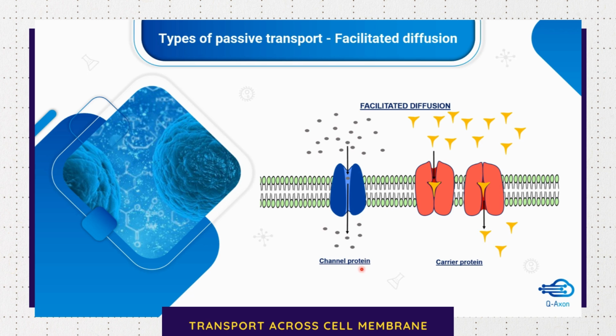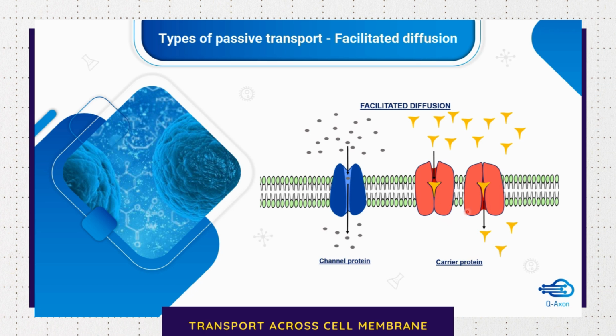So that is a channel protein, and there is a carrier protein. What the carrier protein does is that on one side of the carrier protein there is a binding site for the substance. So the substance can bind to the site. Once the substance binds to the site on the carrier protein, it flips and releases the substance onto the other side. After releasing, it comes back to its original position so that the binding site is again made free for a new substance to bind to it. So, for facilitated diffusion, we have channel proteins and carrier proteins which facilitate the transport of the substance.